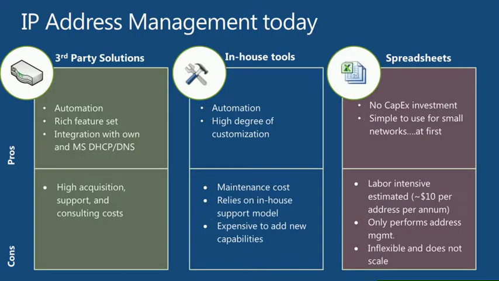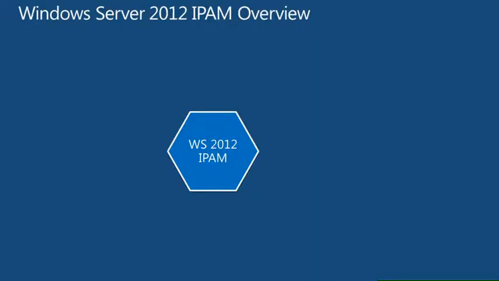And the final thing is spreadsheets. I've listed $10 per address per annum. I got it from the team. I don't know how they managed to pull a number like that, but apparently that's how much people spend just using spreadsheets. I mean, a spreadsheet wasn't designed to maintain IP addresses, right? It's a handy tool, but it's not meant for that. And you end up spending a lot of time. It's not dynamic. Every time you change your configuration, you have to go back to your spreadsheet and update it. So we'll do a quick overview of IPAM.